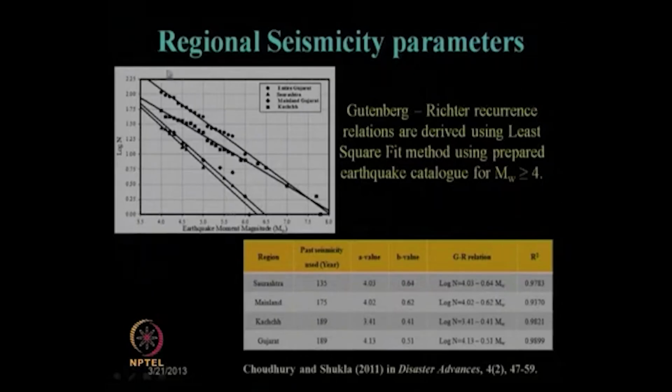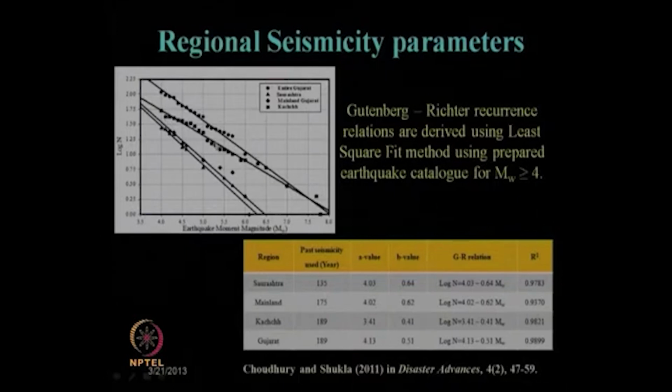And after plotting it in this fashion, what can we get? The intercept A value and the slope of this line, the B value. So, if we propose the Gutenberg-Richter relationship in this form, that log N equals A minus B Mw, that will give us this equation, an individual equation for each individual region. Like for Saurashtra, this region, because you can see if we look minutely, this is for the Kutch region, that is the square-shaped dark dots.